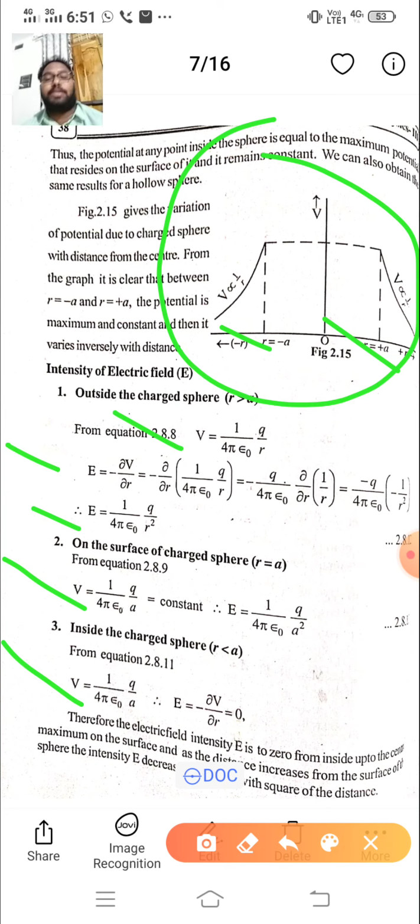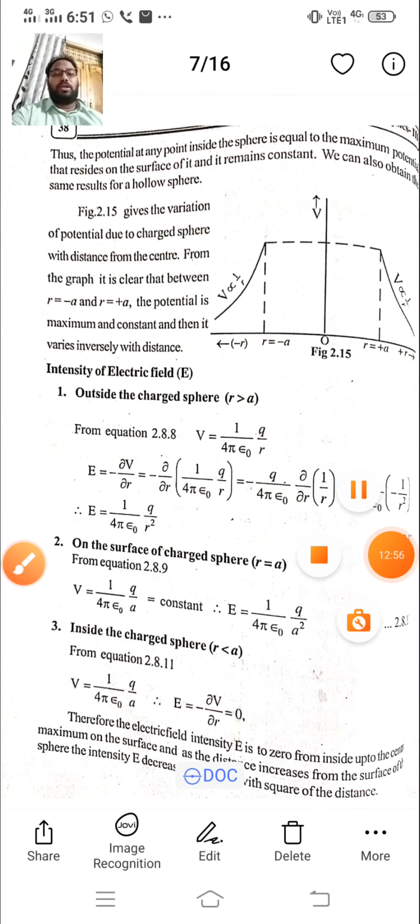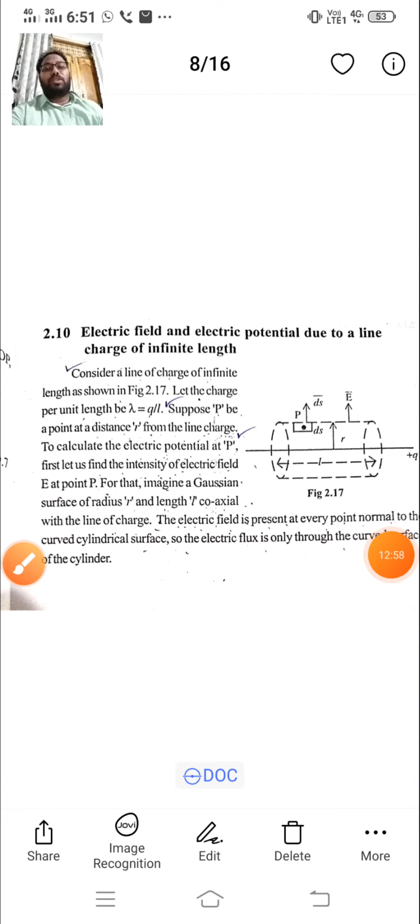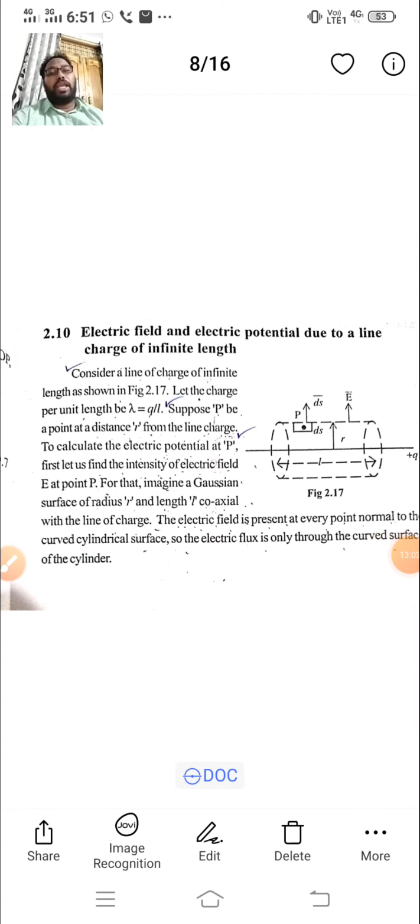So this is the electric potential and electric field intensity due to a spherical charged conductor. The next one is electric field and electric potential due to a line charge of infinite length.